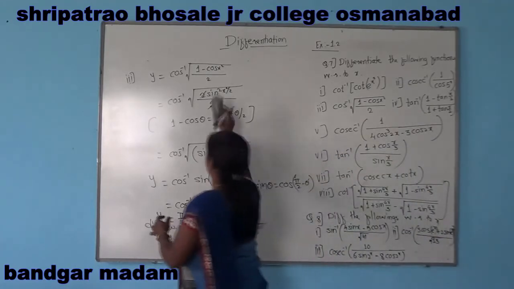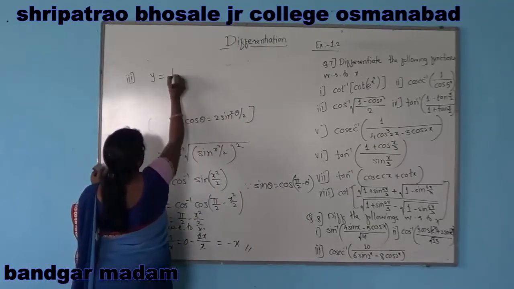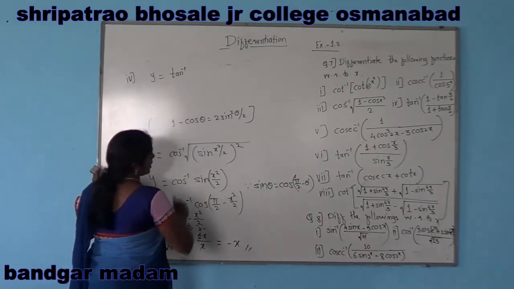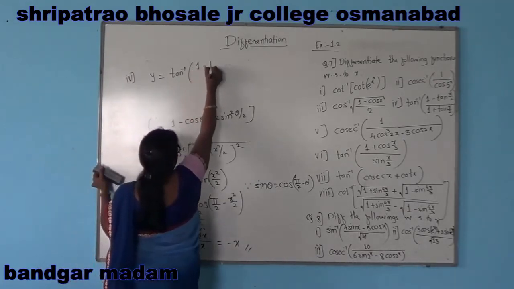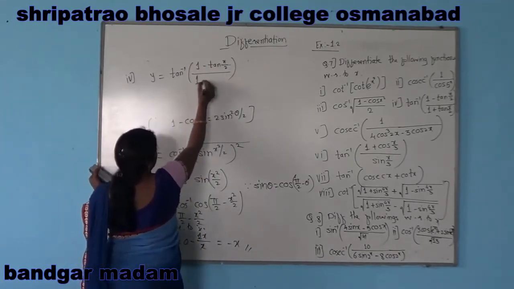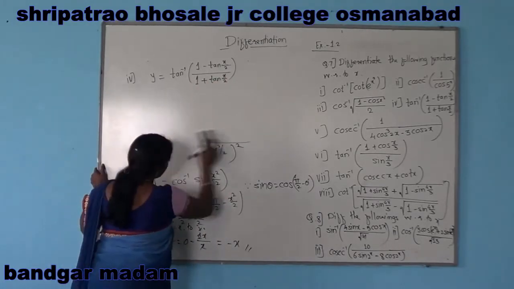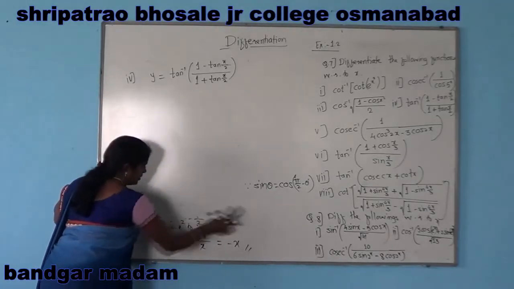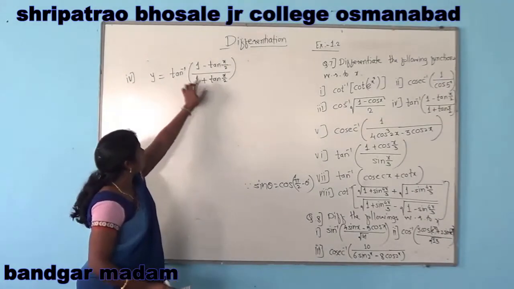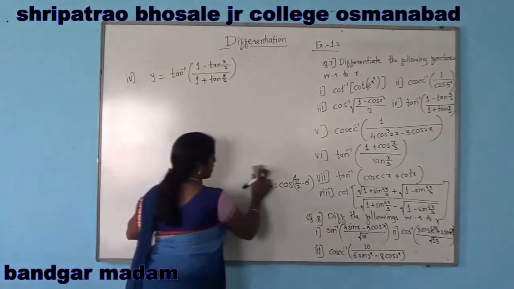Here y is equal to tan inverse of 1 minus tan of x by 2 upon 1 plus tan of x by 2. Now in this example, we have tan inverse of the function 1 minus tan x by 2 upon 1 plus tan x by 2.